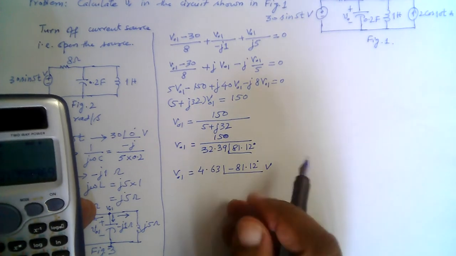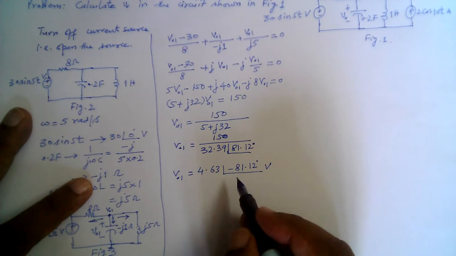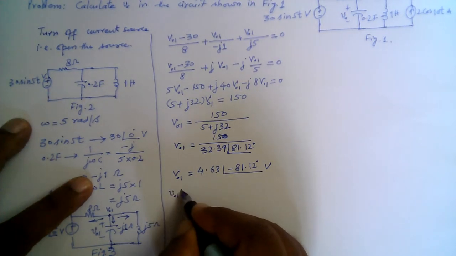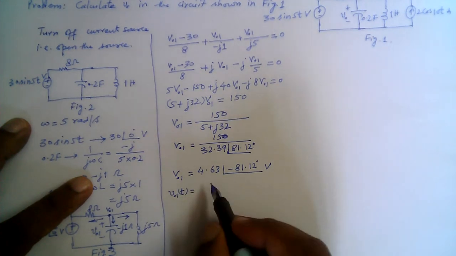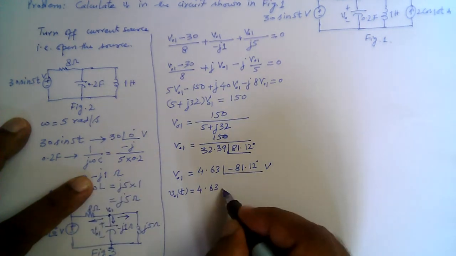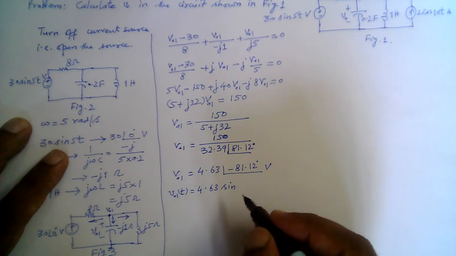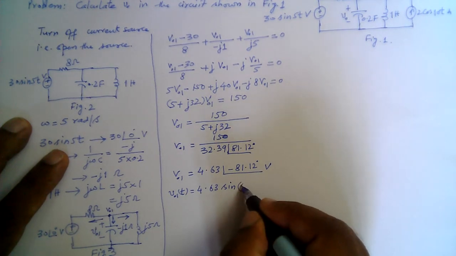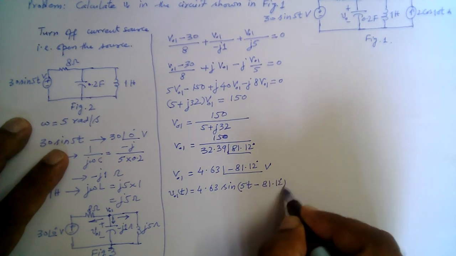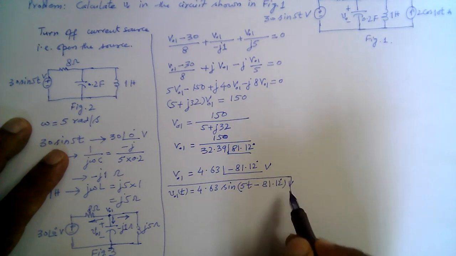So this result is in the phasor domain. We need to transform this result back to the time domain. So V01 is equal to 4.63, and it is sine here, right? Remember, we transform directly from the sine to the phasor domain. So sine, and the angular frequency is 5t, and the phase is minus 81.12 degrees volts. So this is the first part of our result.